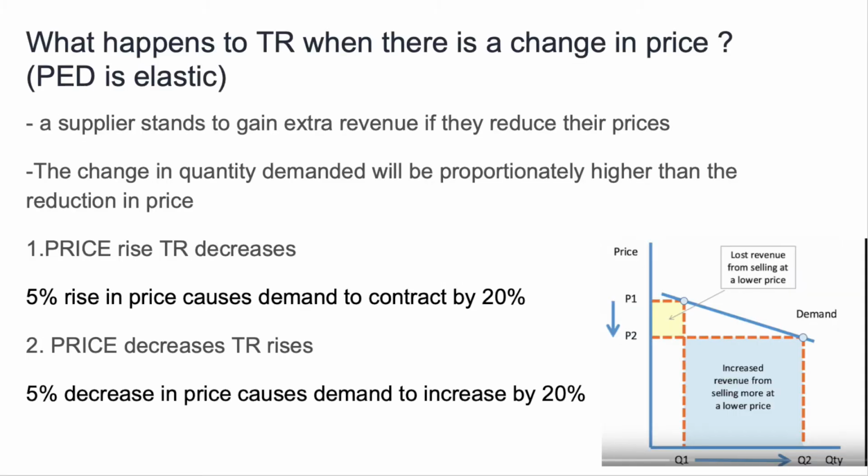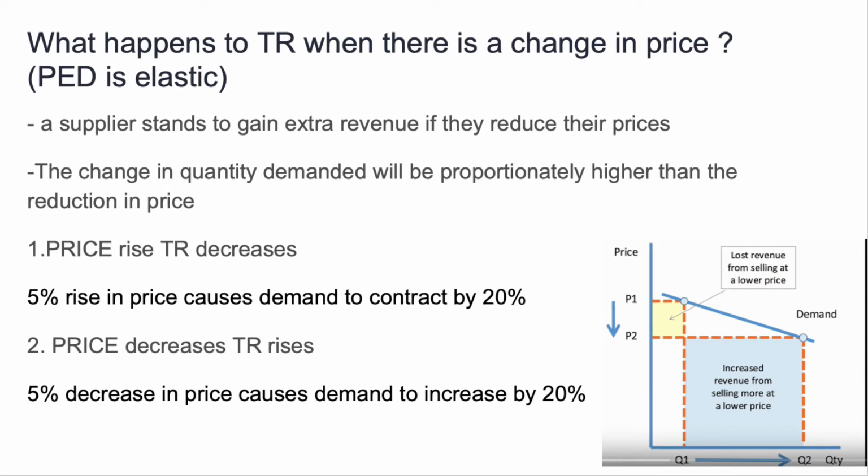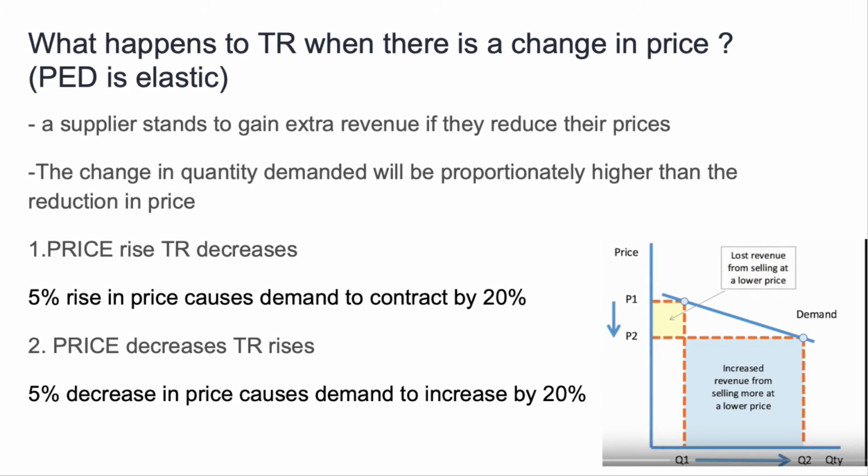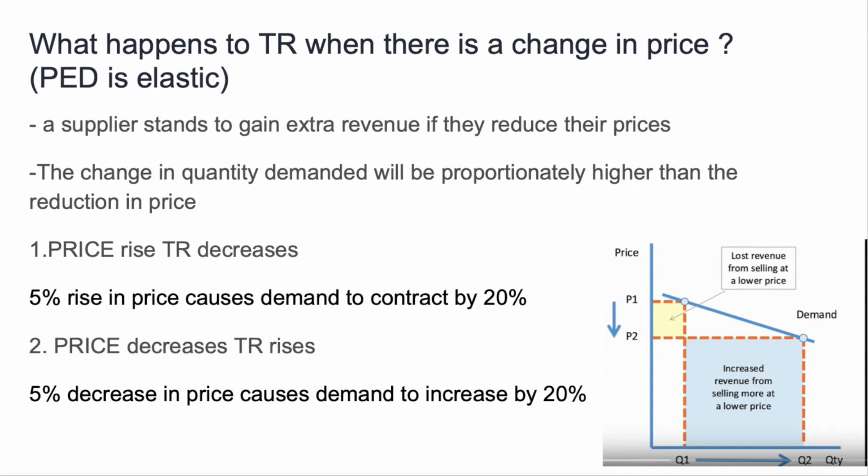So, what happens to the total revenue when there's a change in price, assuming that the PED is elastic? If the demand for a product is price elastic, a supplier stands to gain extra revenue if they reduce the prices. Also, the change in quantity demanded will be proportionately higher than the reduction in price. Let's take a closer look at the elastic demand.